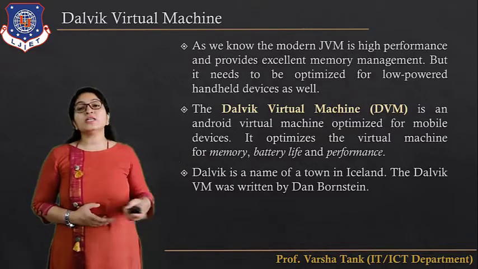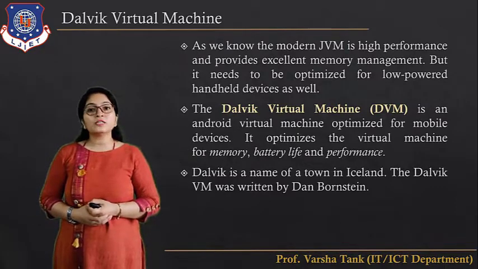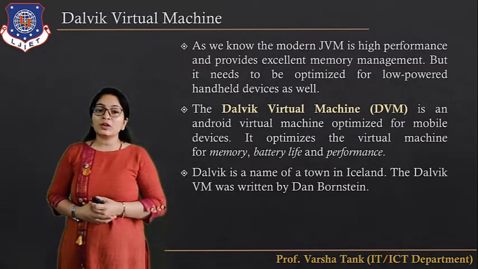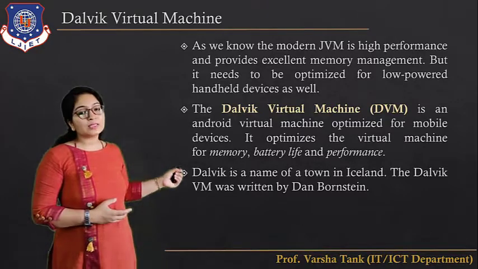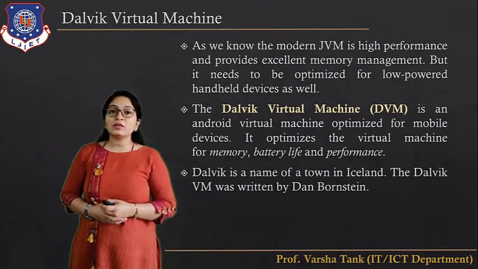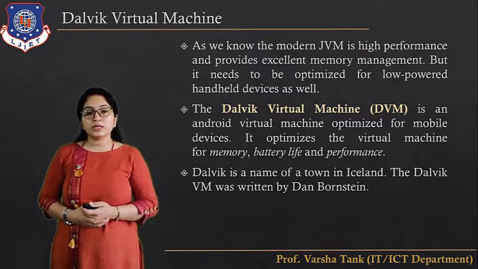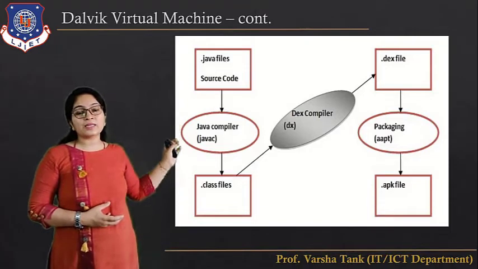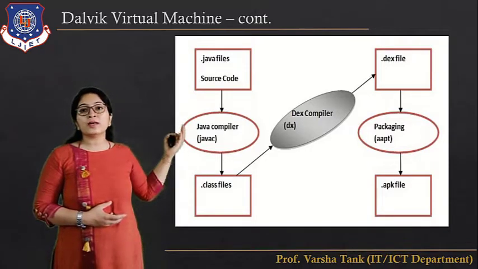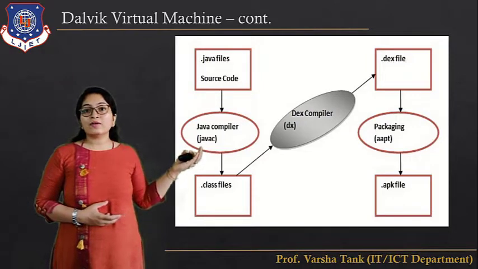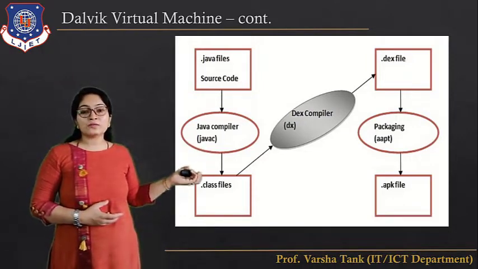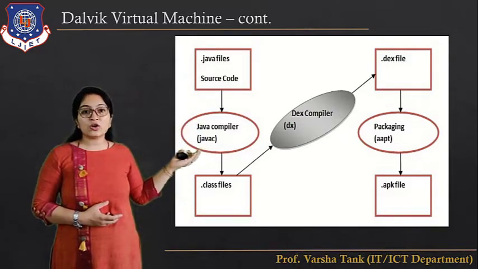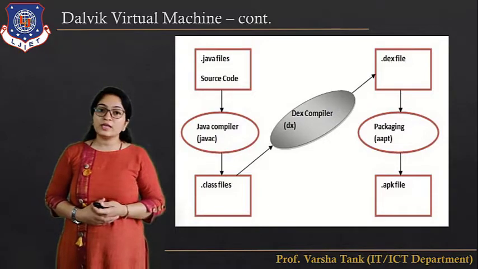The Dalvik Virtual Machine is an Android virtual machine optimized for mobile devices. It optimizes the virtual machine for memory, battery life and performance. Dalvik is the name of a town in Iceland, and the Dalvik VM was written by Dan Bornstein. Here you can see the concept involved in the Dalvik Virtual Machine. Java source code is given to the Java compiler, which converts it to class files. Then the Dex compiler defines the Dex file, does the packaging, and then it generates the APK file.